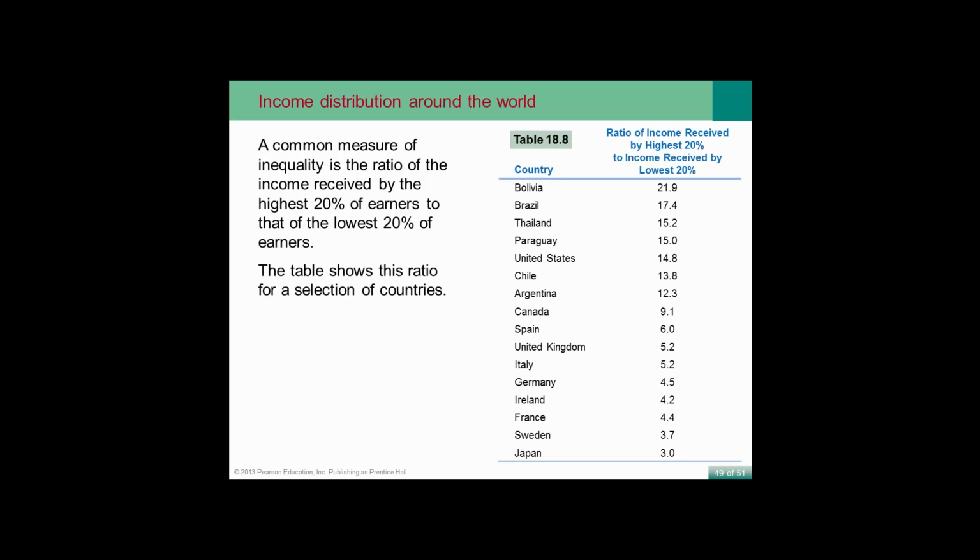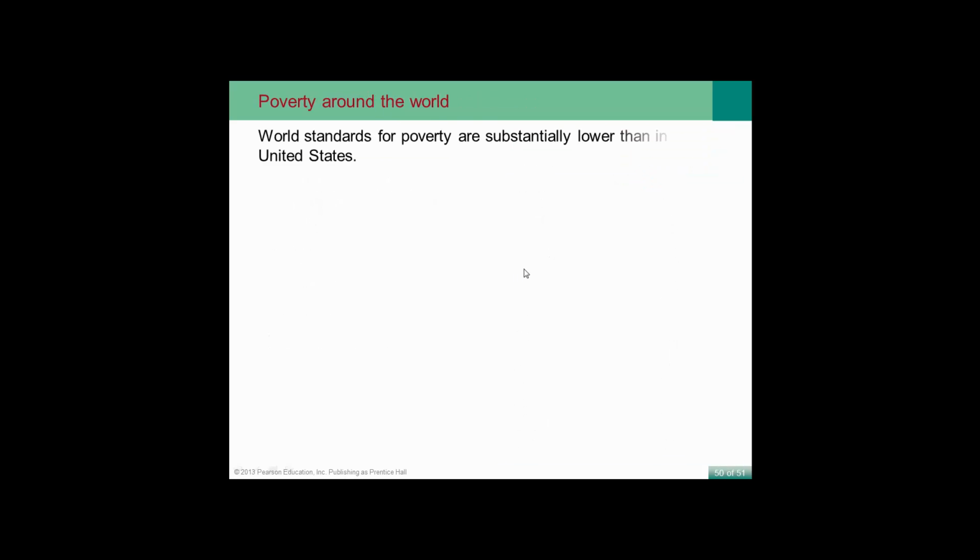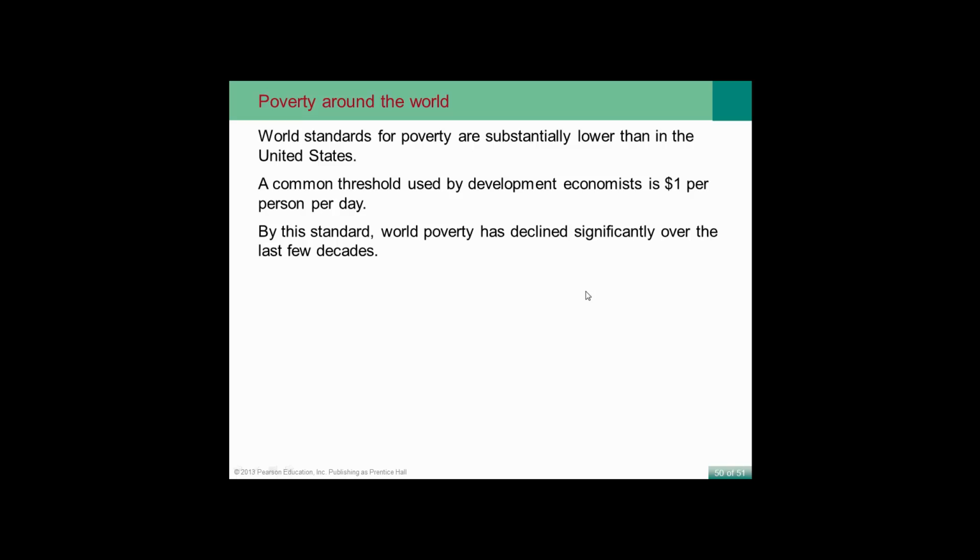Around the world, a common measure of inequality is the ratio of income received by the highest 20% earners. This shows the ratio of highest income received to the lowest 20%. America has the highest ratio of any rich nation. Poverty around the world. World standards of poverty are substantially lower than in the United States. A common threshold used by development economists is $1 per person per day. By this standard, world poverty has declined significantly over the past few decades.